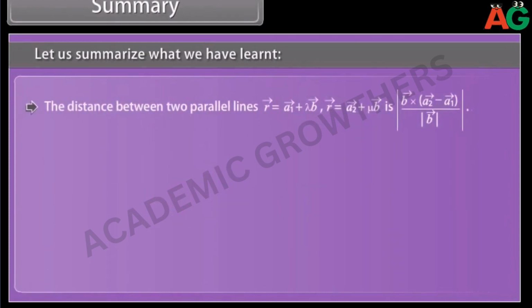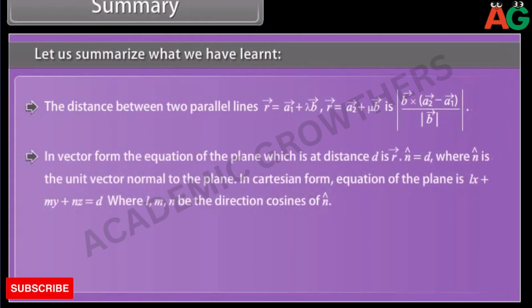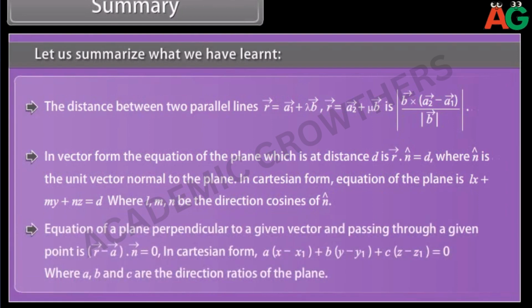The distance between two parallel lines is, in vector form, the equation of the plane which is at distance d is where cap n is the unit vector normal to the plane. In Cartesian form, equation of the plane is where l, m, n are the direction cosines of cap n. Equation of a plane perpendicular to a given vector and passing through a given point is, in Cartesian form, where a, b, and c are the direction ratios of the plane.